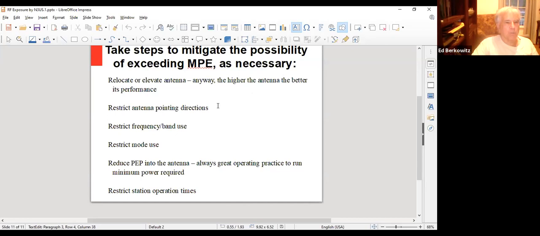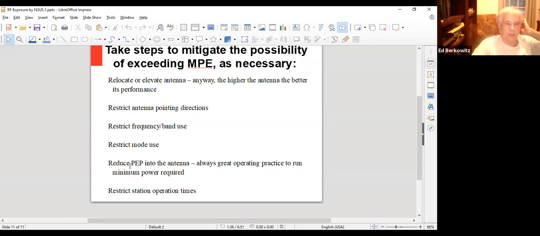You can restrict your pointing antenna directions. In other words, you might be forced to face your antenna to the west when you're operating certain bands, certain modes, and certain power limits, if you can exceed the limit by pointing it to your neighbor's house in the southerly direction. You might have to restrict bands. As you see, certain frequencies have more stringent limits. Restrict your mode use. So FM, for example, is a very high duty cycle.